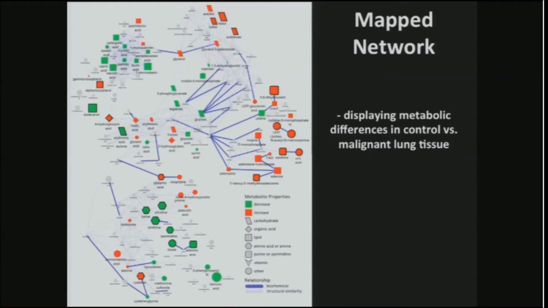So here is an example of a mapped network. So this network displays the metabolic differences between control and malignant lung tissue. And so nodes, metabolites, which are red, are increased in cancer. The ones that are green are decreased in cancer. If they're large, they're more important, so they have greater magnitude.